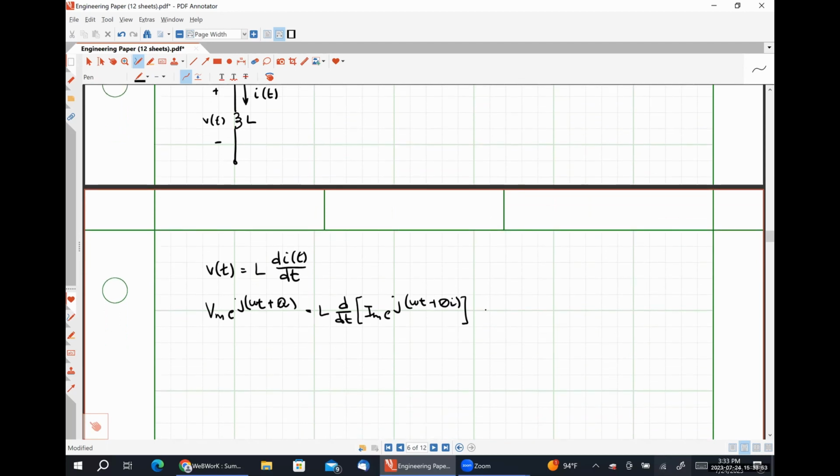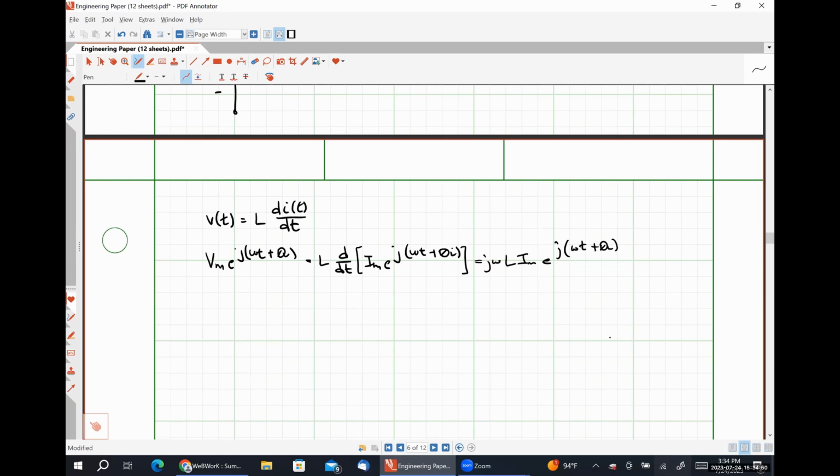Im is a constant, so I'm going to pull that out. So I'm going to have L times Im, and now I need to take the derivative of that exponential function, right? So the derivative of the exponential function is the exponential function itself. So we're going to have e to the j omega t plus theta I here. Then applying the chain rule, we need to take the derivative of the thing that's the argument of the exponential with respect to time. And so that's going to give me a j omega out front. So effectively, anytime I take the derivative of e to the j omega t, that's the same thing as me just multiplying by a factor of j omega. Right?